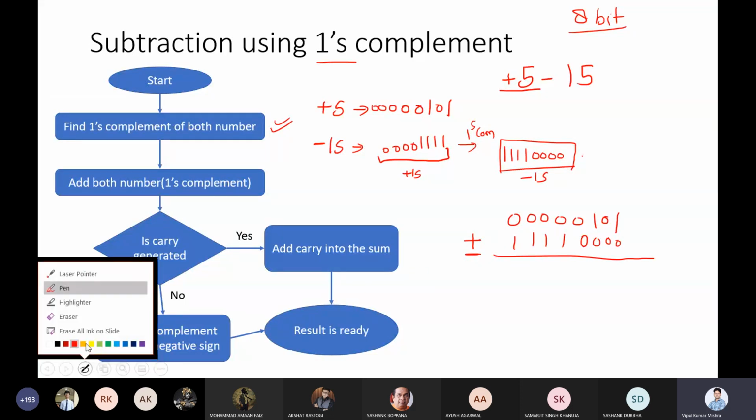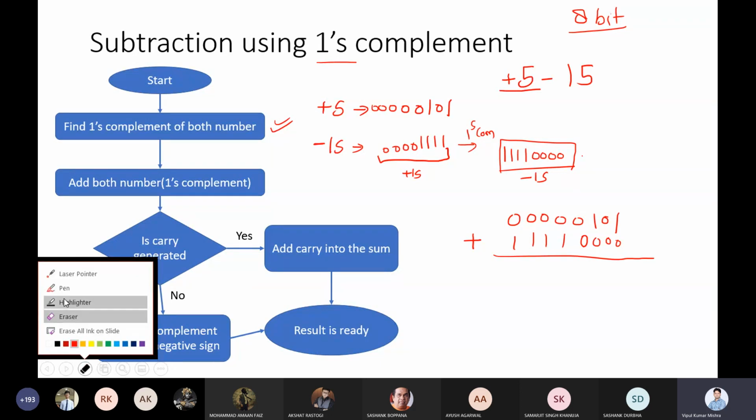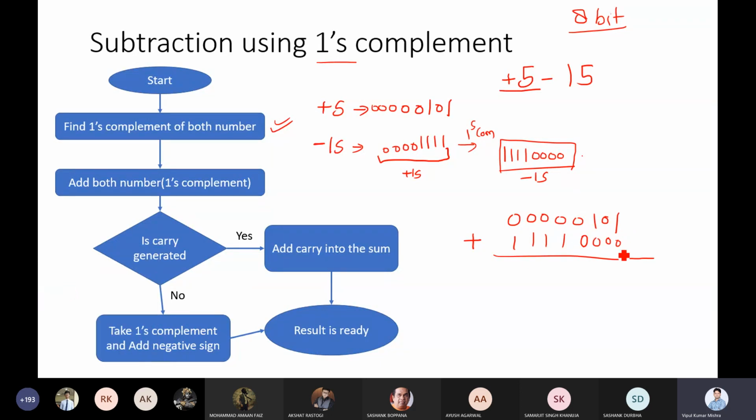So we are simply adding both the numbers. Once you add, what do we get? 1 plus 0 is 1, 0 0 1, then 0 1 1 1 1. Now you are not getting any carry, but in the example in the YouTube video, there was one carry. So if carry is there, add it into the sum. So here we are adding that carry.